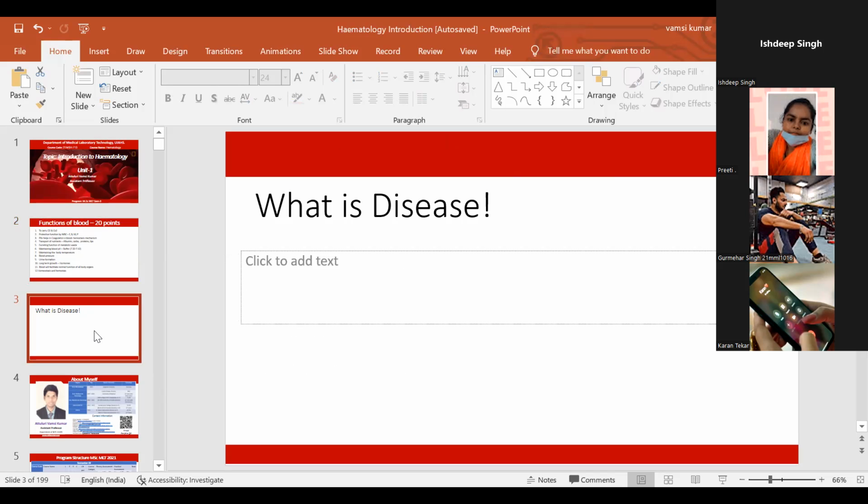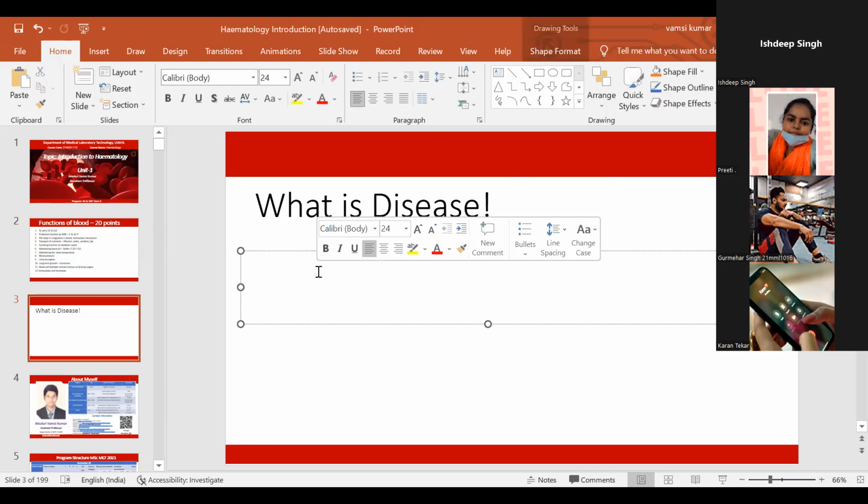Okay, or else I will give you an even simpler thing. How can you differentiate a healthy person from an unhealthy person? The simplest definition that I can give: a healthy person is able to do his work normally. But an unhealthy person cannot work easily.